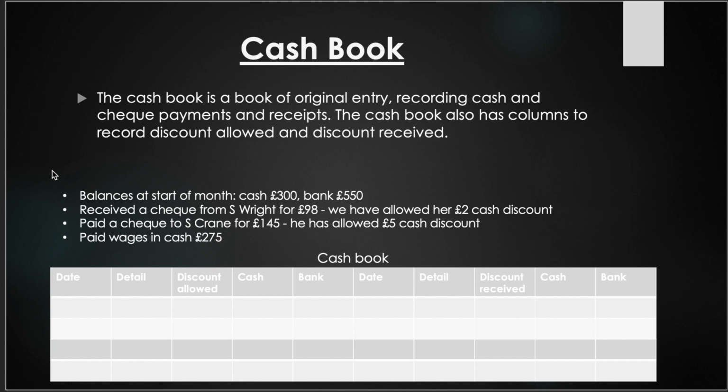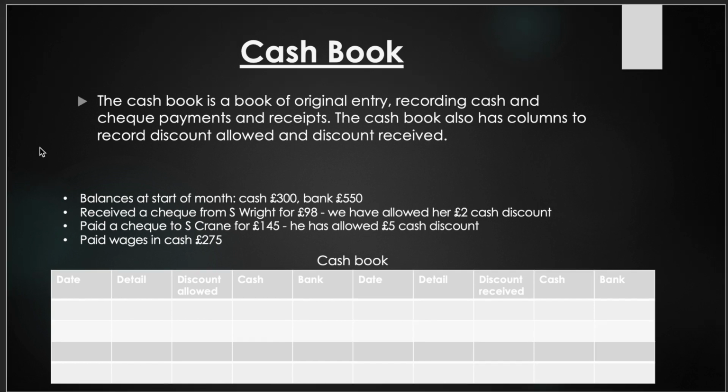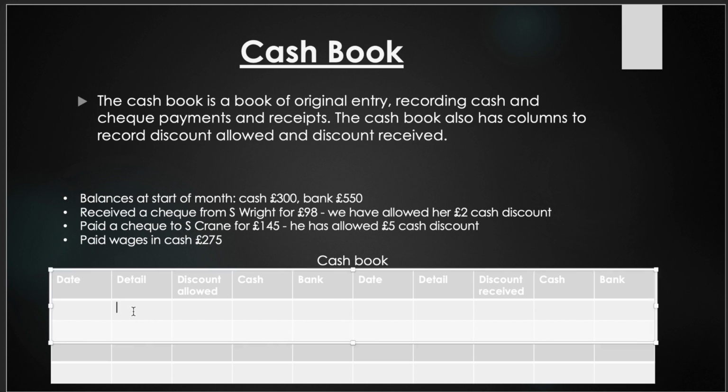As I said from the start, the cash book has the most complicated look. However, it's very straightforward and easy. Okay, for the example down below, it says the balance at the start of the month: cash 300, bank 550. So we're gonna ignore the date because we haven't been given the date. But for the detail, we're gonna have to write the balance brought down. If you don't know what balance brought down means, it basically means the balance at the start of the month or start of the year.